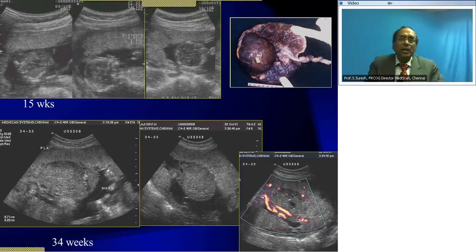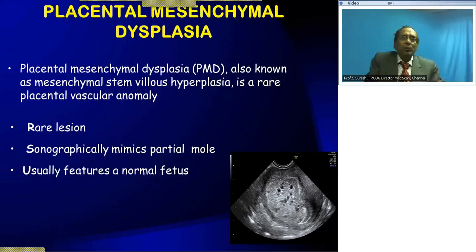Then there is a condition which we all know, which is called placental mesenchymal dysplasia. Now, placental mesenchymal dysplasia is also known as mesenchymal stem villus hyperplasia. It's a very rare placental vascular anomaly, but as you see this picture, you can see a number of cystic spaces in the placenta. This could easily be mistaken for a vesicular mole or a triploidy, but it mimics a partial mole, and usually it features a normal fetus. So you'll have a cystic space in the placenta, the fetus will be normal.